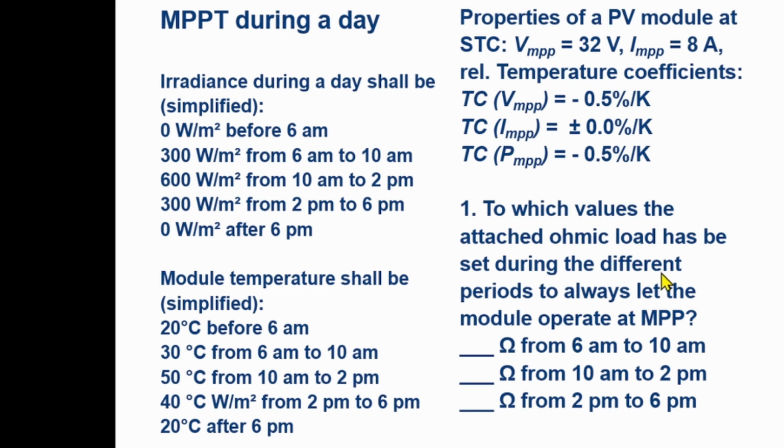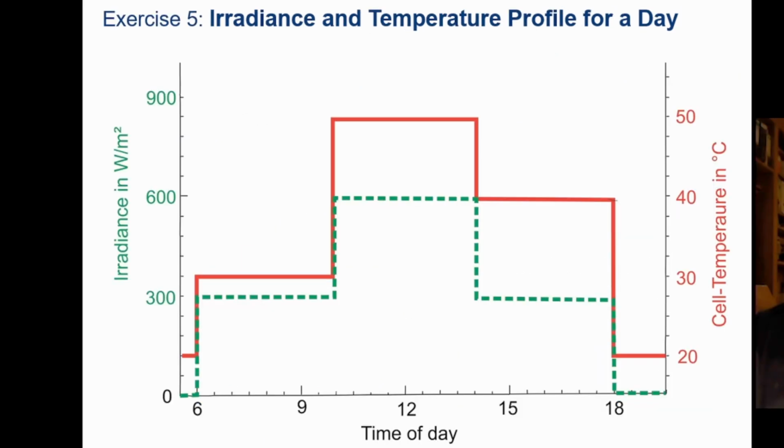So the question is which resistances we have to attach in order to keep the system working in the maximum power point. Before 6 a.m. and after 6 p.m., it's no question, there's no irradiance, so it doesn't make sense to calculate it. But here we have to find out what's the optimal resistance between 6 a.m. and 10 a.m., between 10 a.m. and 2 p.m., and from 2 p.m. to 6 p.m.